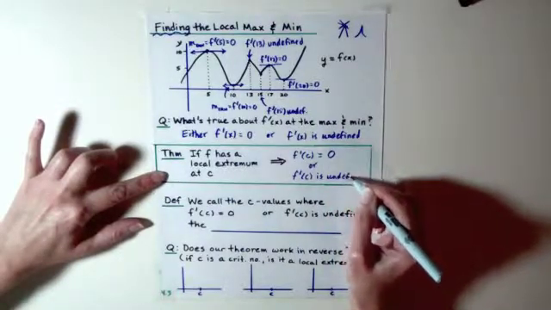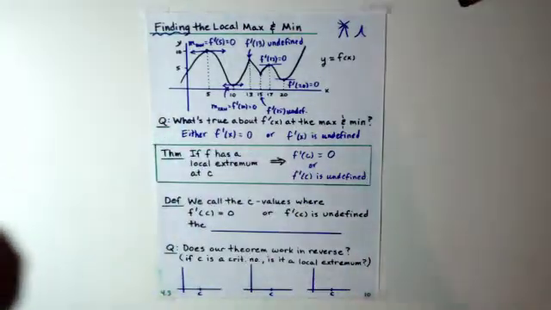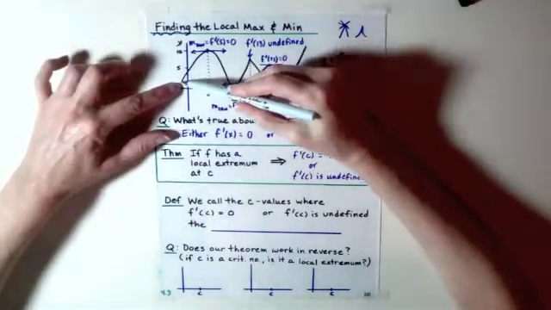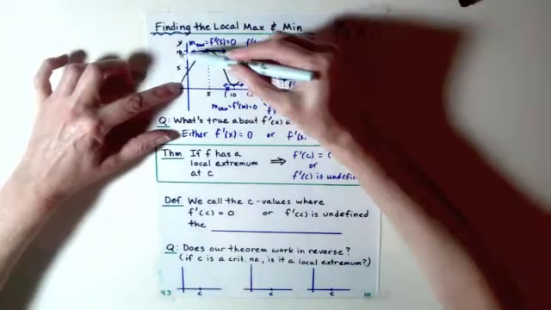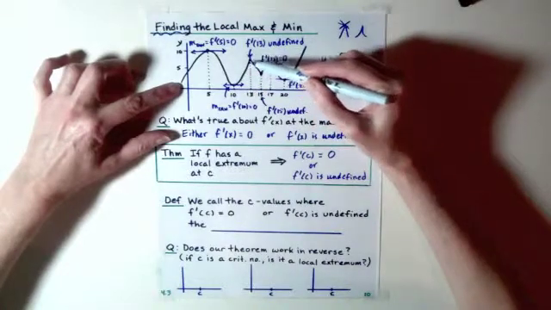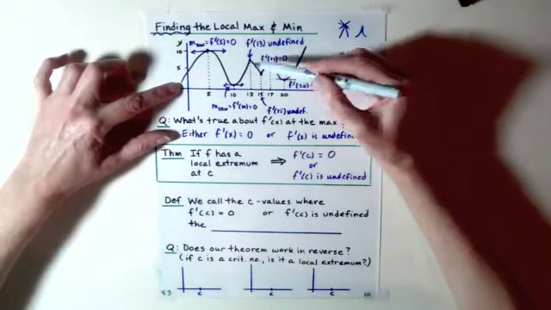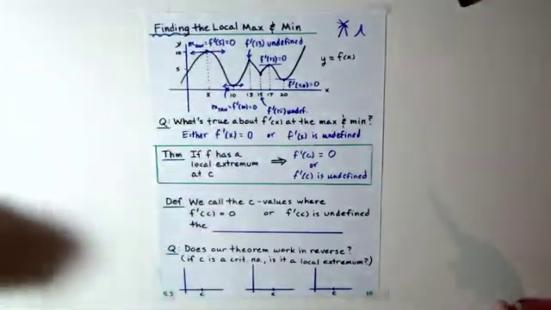And all that's really saying is that there's really two types of peaks and valleys. Either you can have a smooth peak like this or a smooth valley like this. That'll be a place where the derivative is 0. Or you have a sharp peak or a sharp valley, and that'll be a place where the derivative is undefined. And that's all we're really saying in that theorem.